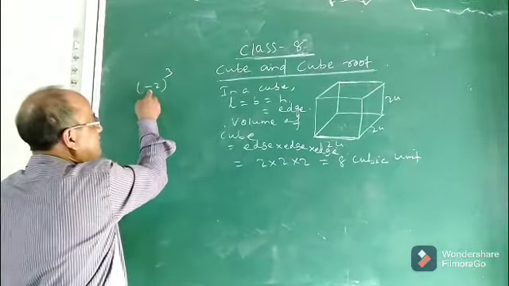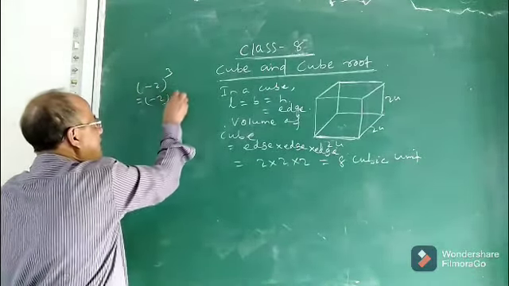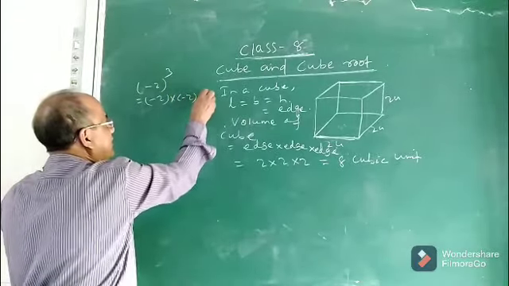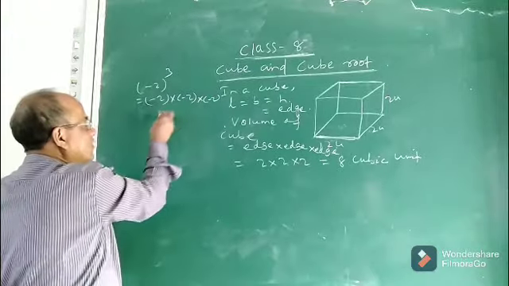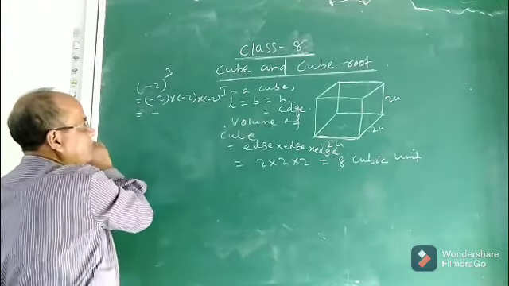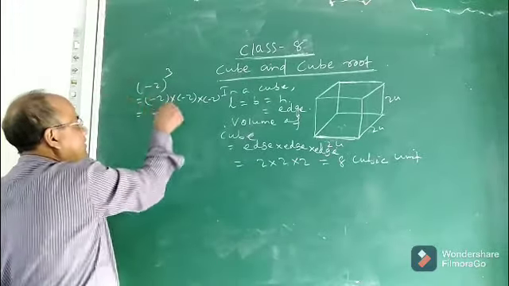Here the base is minus 2, so we have to multiply minus 2 three times to get the cube. Minus minus is plus, plus minus is minus. You know all these things. Now the sign of the product is minus: minus 2 into 2 into 2 is minus 8. So the cube of minus 2 is minus 8.